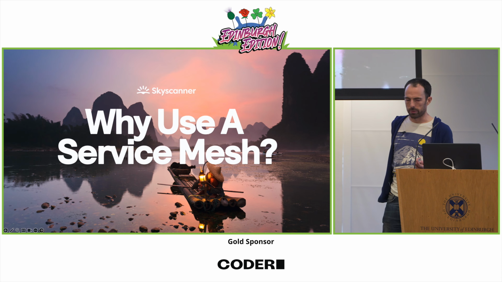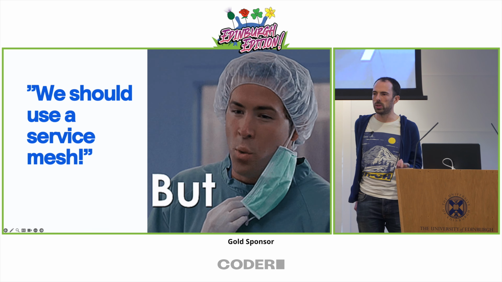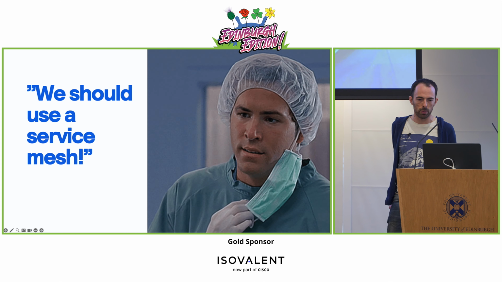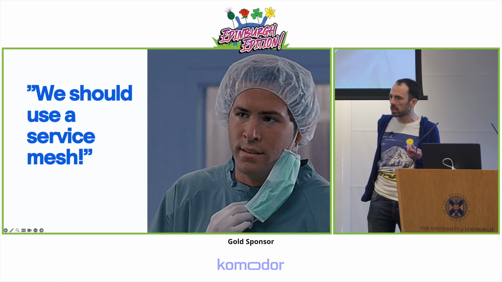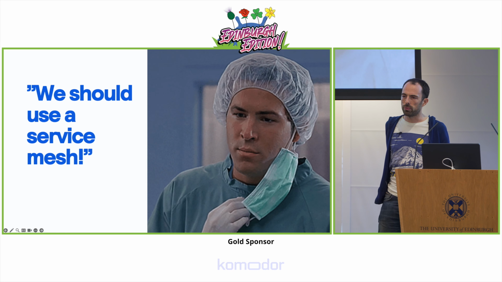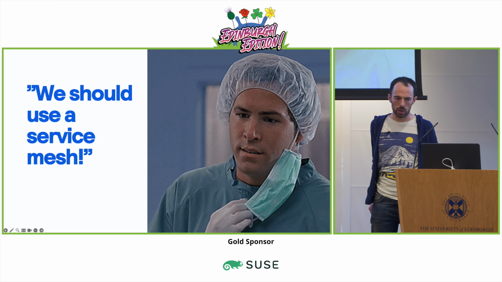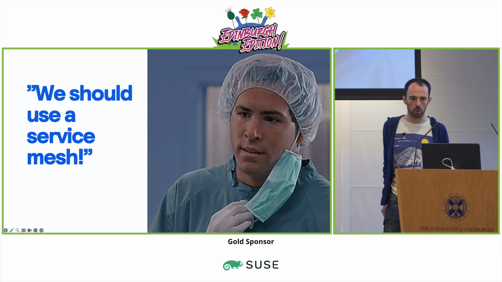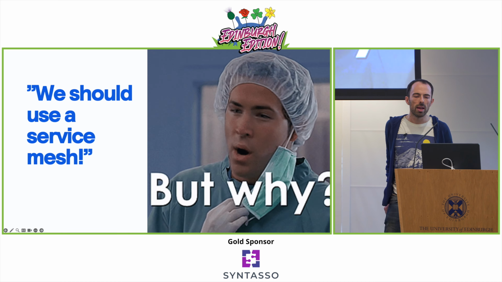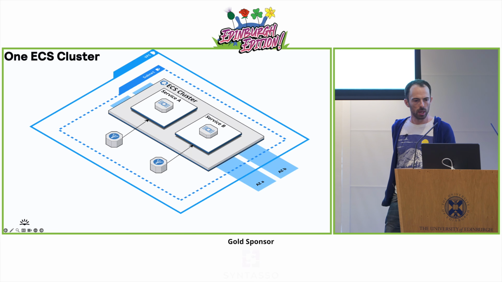So why use a service mesh? We had the classic "we should use a service mesh." It's the hot cloud native technology. Everyone's saying, oh, Istio is amazing. It's backed by Google. But we sort of got a long way with our journey in containerization, cloud native technologies, without actually using a service mesh. So we sort of felt a need to actually justify it.